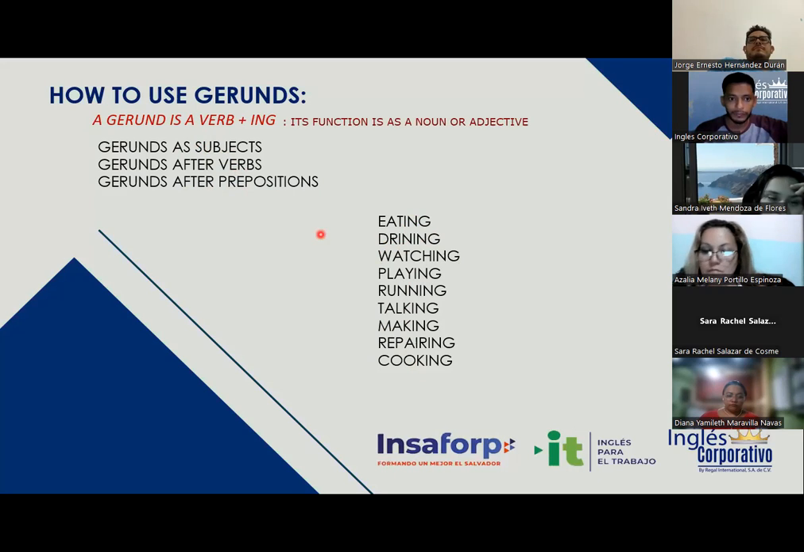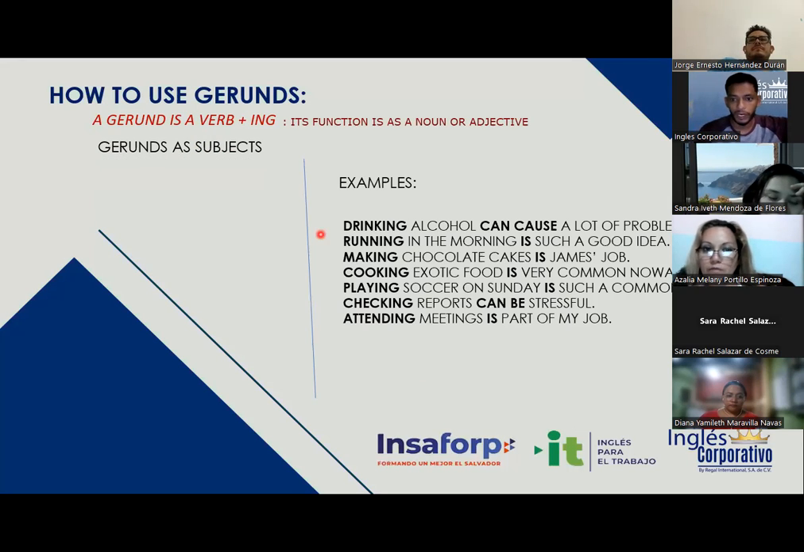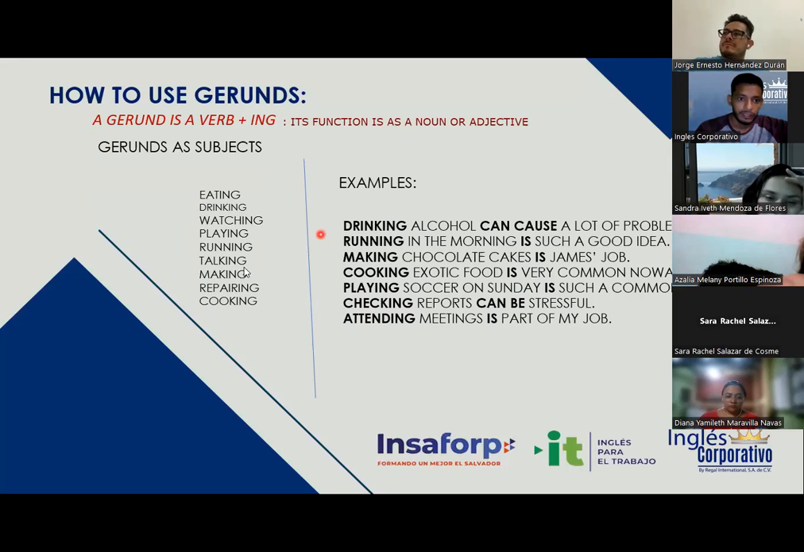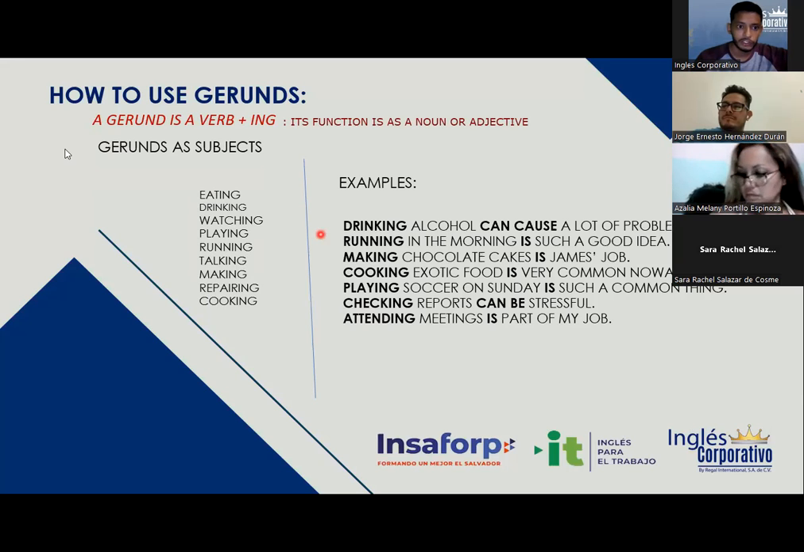Okay, let's go. Vamos. Use number one. Gerunds as subjects. Gerundios como sujetos. Espérenme acá. Tenemos acá un listado pequeño, el mismo listado anterior. Iniciamos la oración con un gerundio o con un verbo con ing que es gerundio. Example, drinking. Drinking alcohol. Okay. Tenemos que decir la palabra, el verbo con ing, el gerundio, y luego otra cosa de que estamos haciendo.